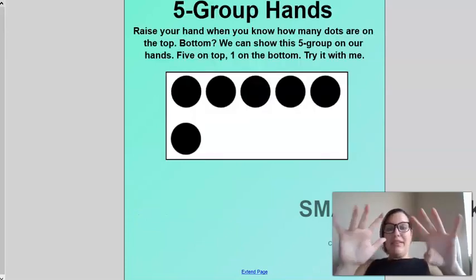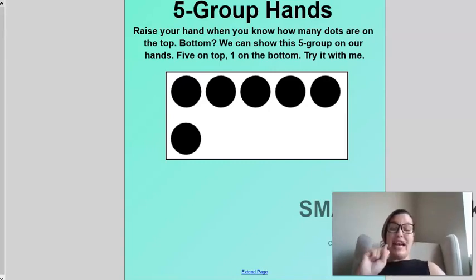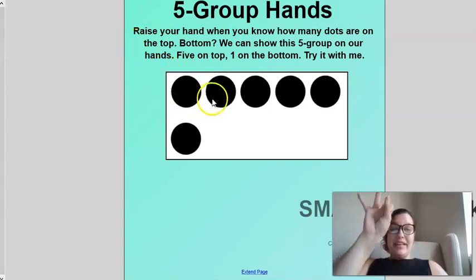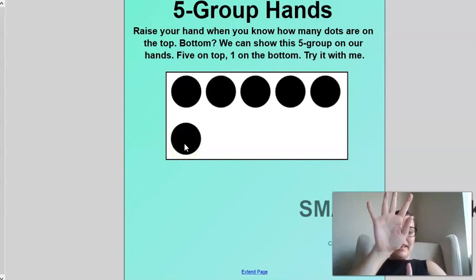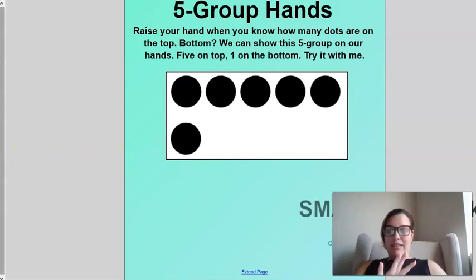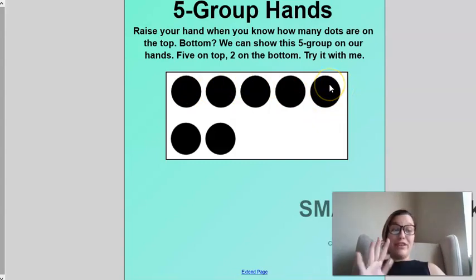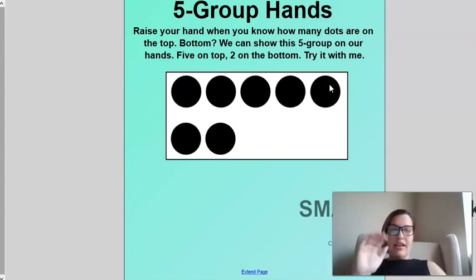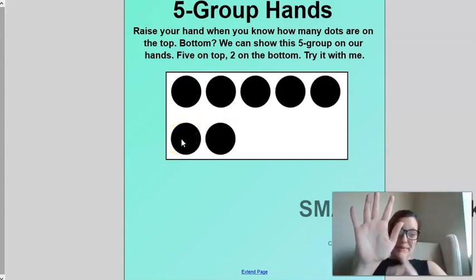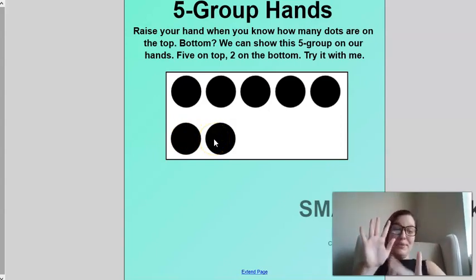We're going to get our hands ready, and we're going to count the dots on top. 1, 2, 3, 4, 5. And how many dots on the bottom? 1. So I got 5 on top, 1 on the bottom. How many is this again? 5. Good job. We're starting to supersize. Our brain is starting to realize that that is always 5 on the top. And how many on the bottom? 1, 2.